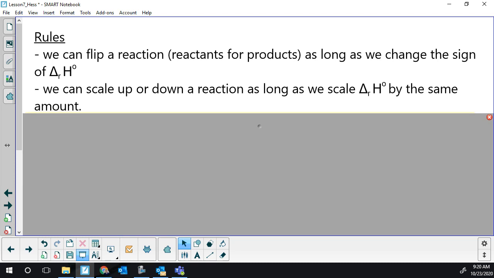The second thing we can do is just same as baking. If you put double the ingredients in when you bake, you're going to get double the cookies. If you double a chemical reaction, you're going to get double the heat, whether it's out or in.